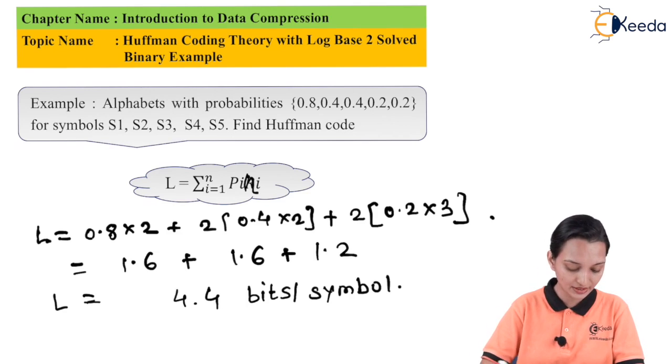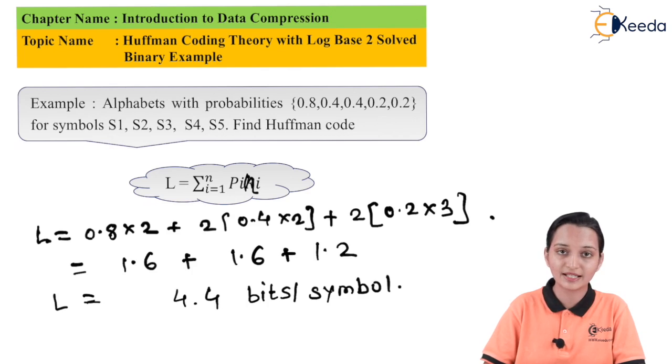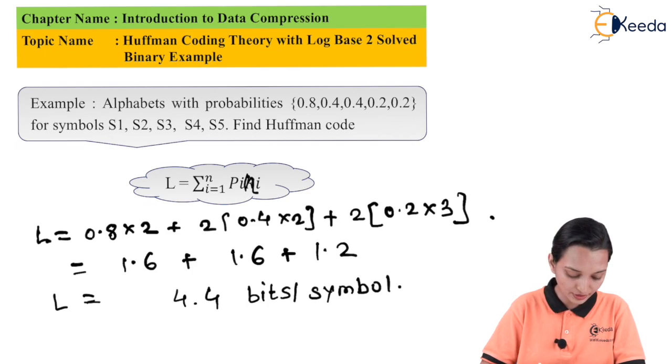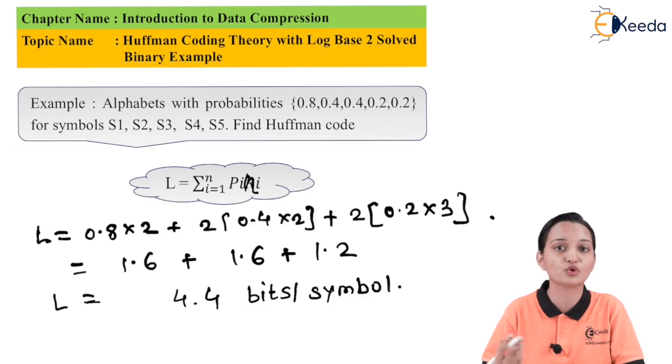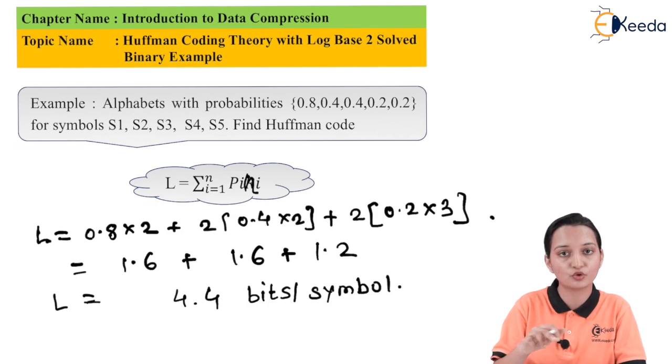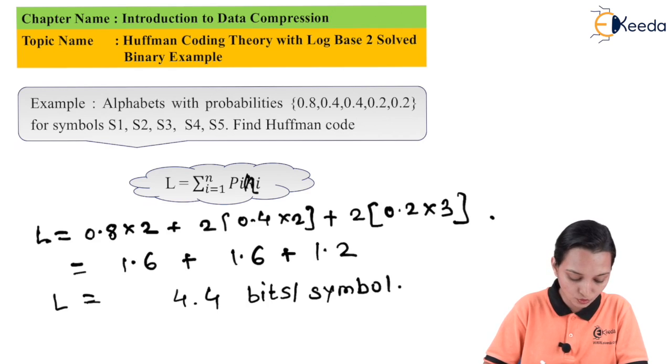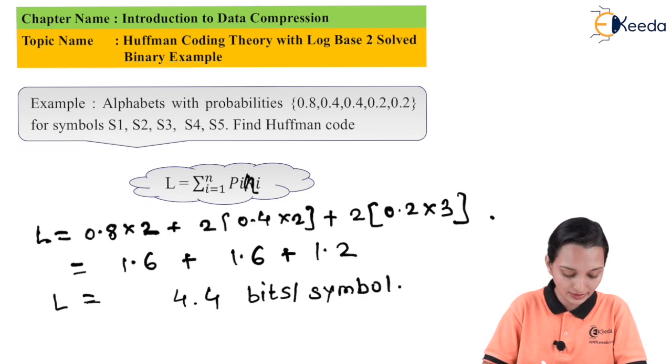So how to calculate it? For S1 the probability is 0.8. So 0.8 into the code which we have found, that is 00 for S1, and its length is 2 bits. 00 means 2. So we multiply 0.8 into 2. So this is the answer for symbol S1.